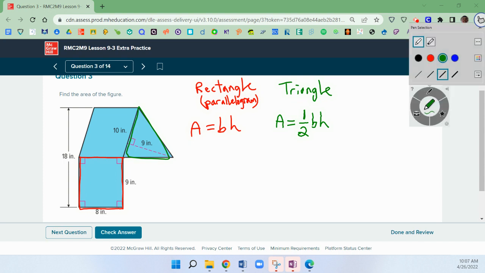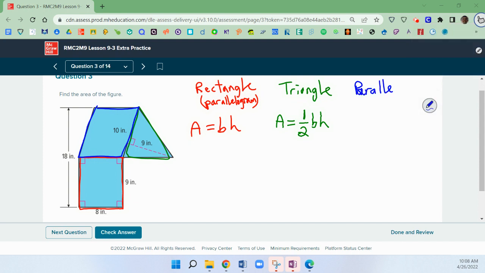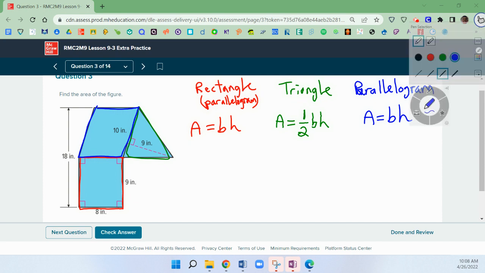Now, I have a third shape here, and it's a little bit tricky, all right, because the dimensions aren't obvious. So there we have a parallelogram. All right, and again, we're going to use the formula area equals base times height. So that part everyone should be able to do. There's no excuses, all right? Now, we're going to go and fill in the dimensions.